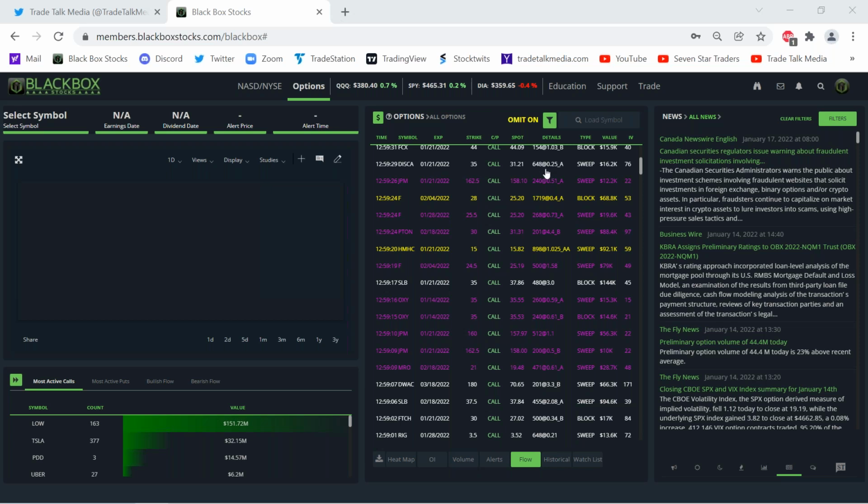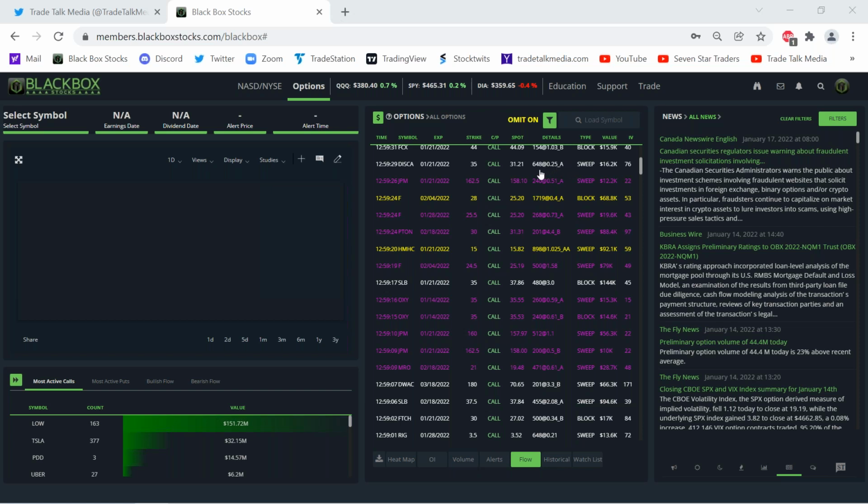This here, details. This is really important here because this is telling us a lot of information. This is telling us that they bought 648 contracts. They paid 25 cents for each of those contracts. And the A over here is telling me that when they paid 25 cents, that was the ask. Now, I don't know without looking at the options chain, but let's just assume the spread was 20 by 25. This system is telling me that they paid 25. And when they did, 25 cents was the ask. That's what that A is standing for.